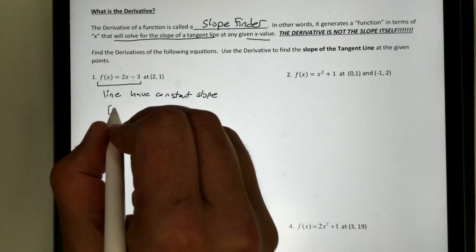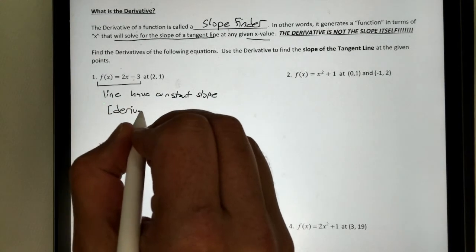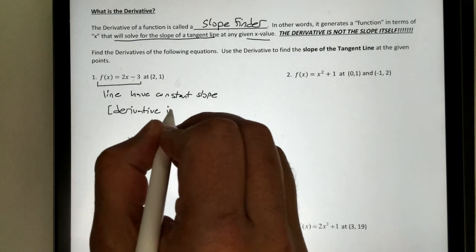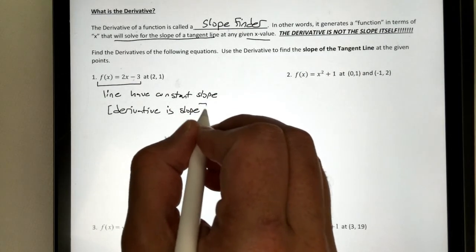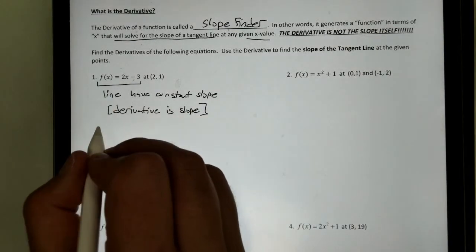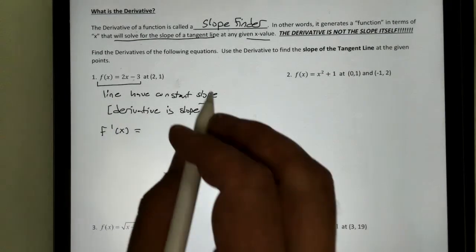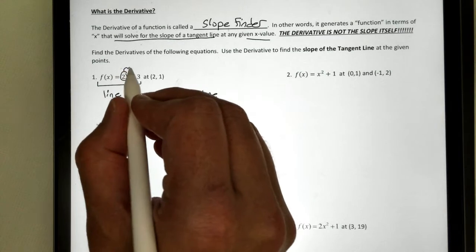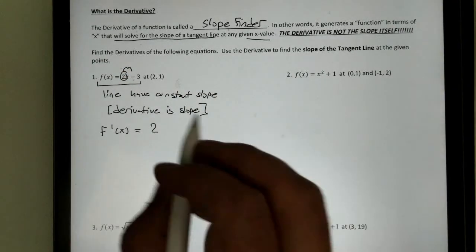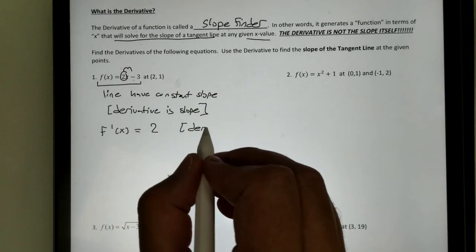What this is saying is that the derivative is the slope. So if I were to write the derivative here in terms of f of x, it would be f prime of x. It's just going to be the slope of my line, which is just 2. Now this is my derivative.